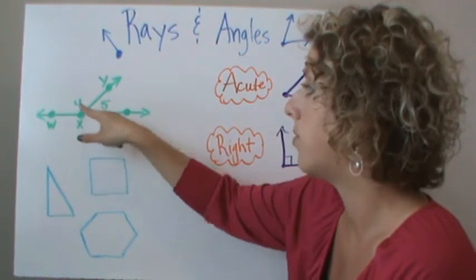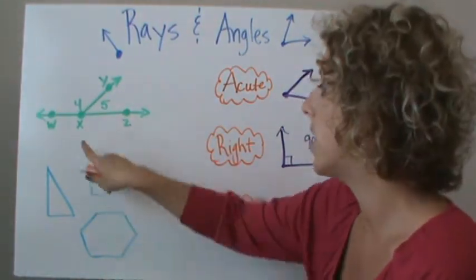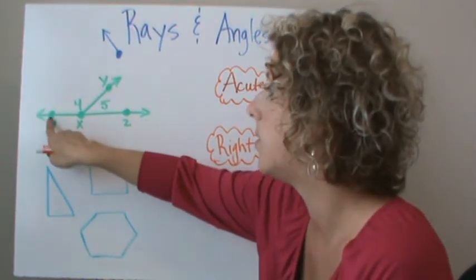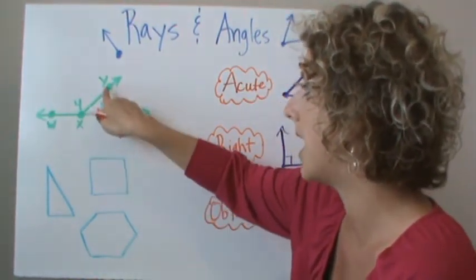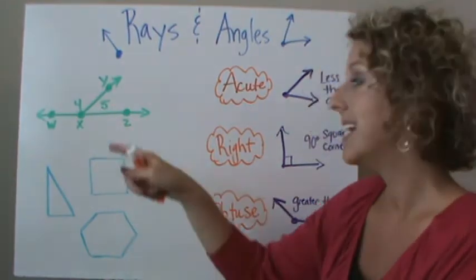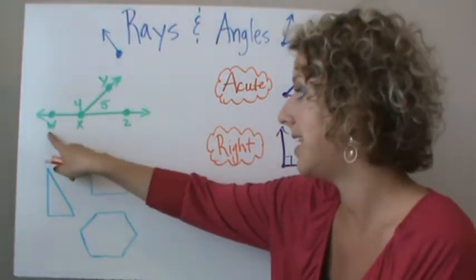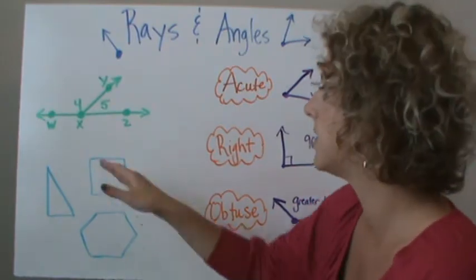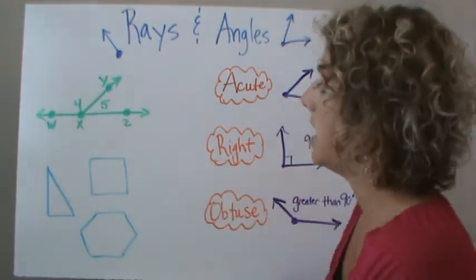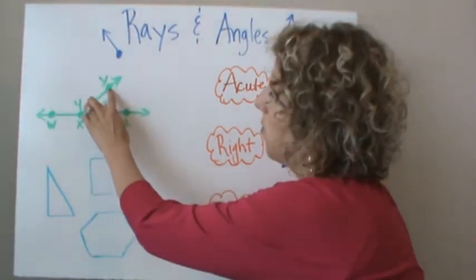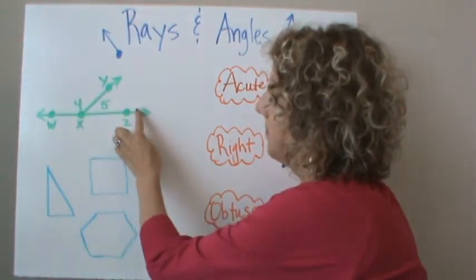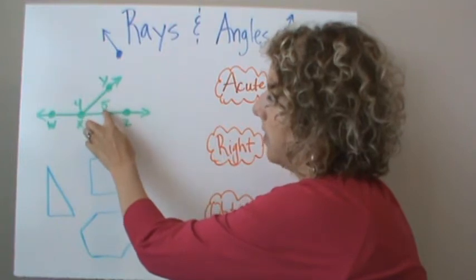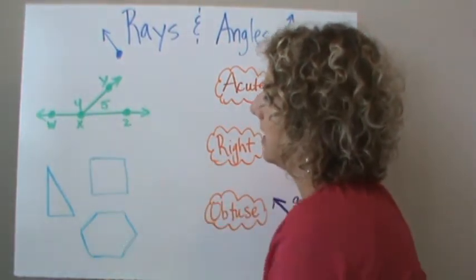We could call it angle 4. We could call it angle X. We could call it angle WXY. We could even call it angle YXW. So angles have many ways to name themselves. If you look at this one over here, this one can be called YXZ or ZXY. We could call this angle 5 or angle X.